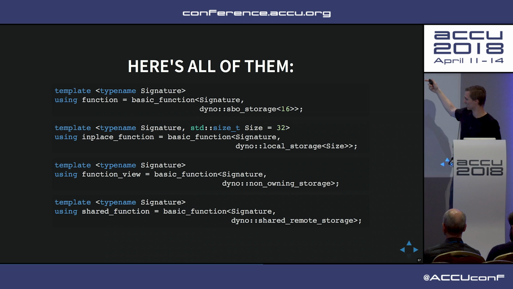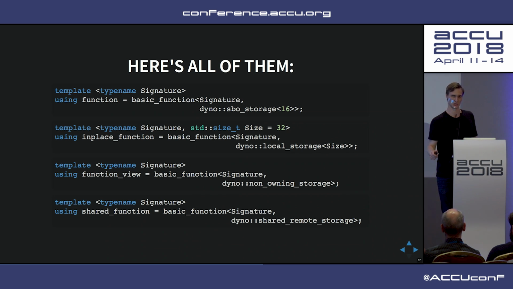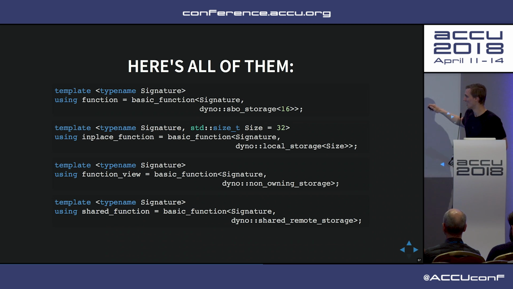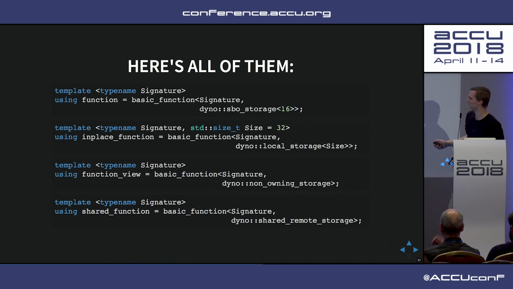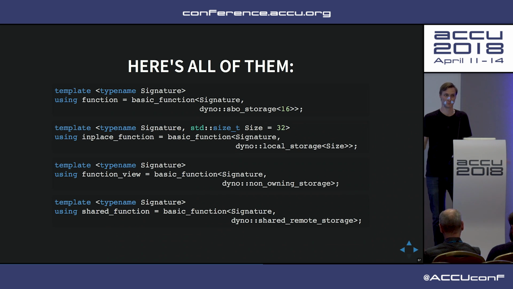And then here's all of these proposals, right? Roughly speaking, a function is just a basic function with an SBO storage, because actually std function, in most implementations, uses SBO today, the small buffer optimization. In-place function just has a local storage policy. A function view just has a non-owning storage policy. And shared function, I'm not sure that's useful, but you can do it. But really, the first three, that's pretty cool.